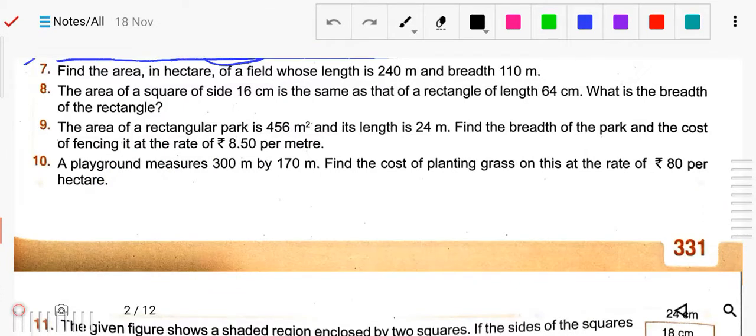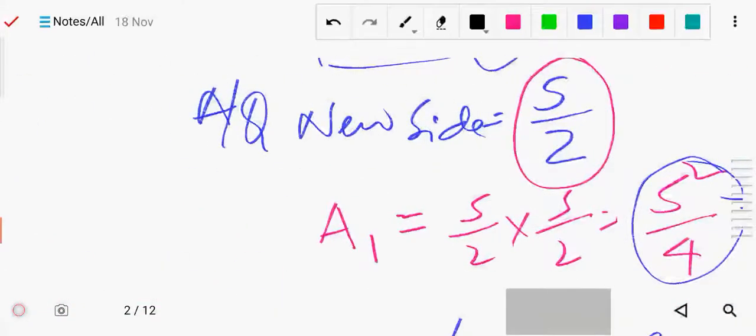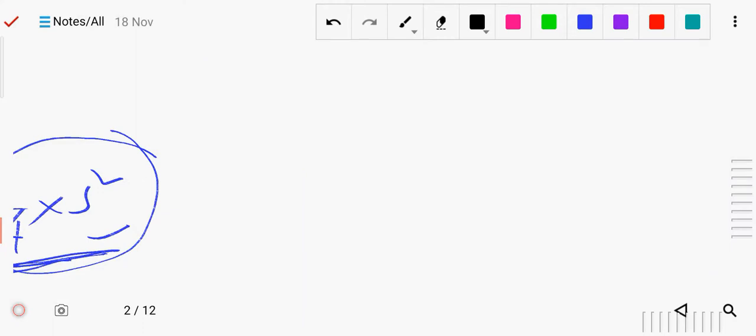Now next, question number 7. Find the area in hectare. You have to find the area in hectare of a field whose length and breadth are given. It is a rectangular field whose length and breadth are already given. You have to find the area, but it should be in hectare.